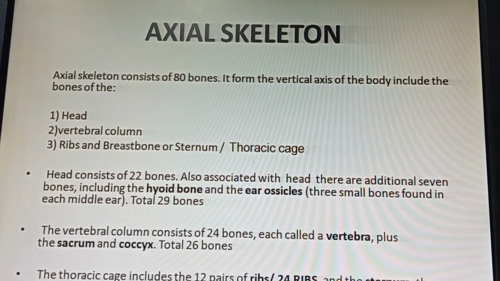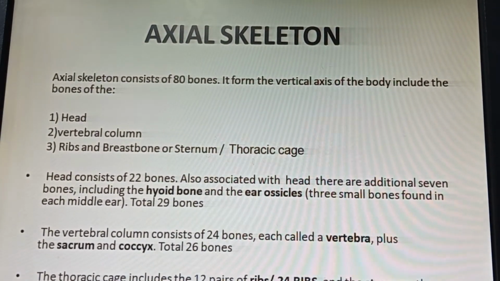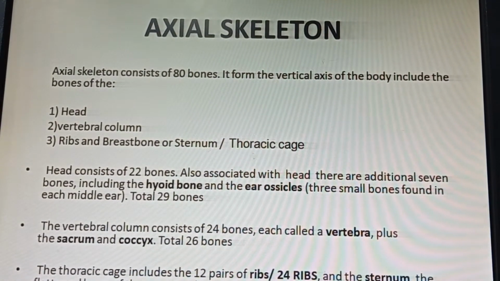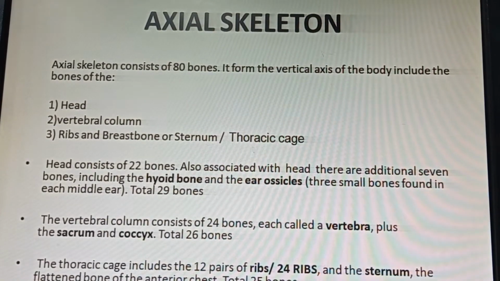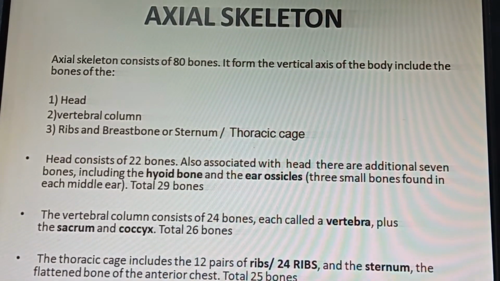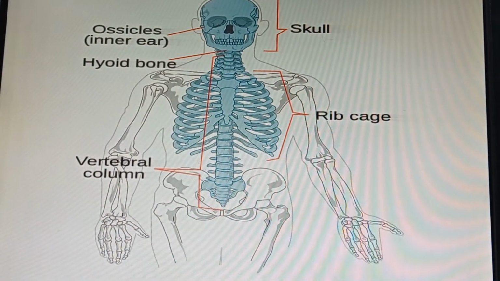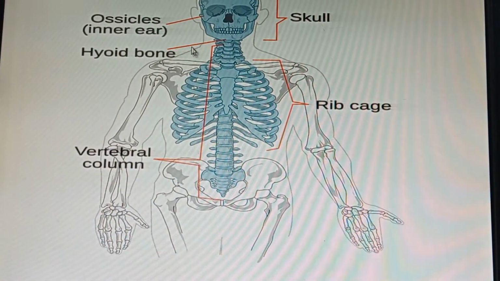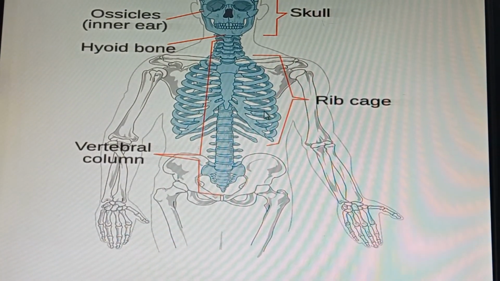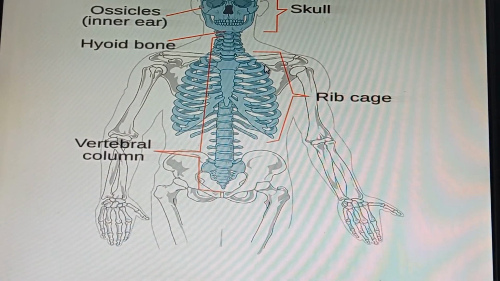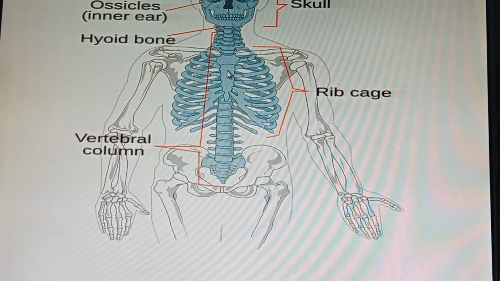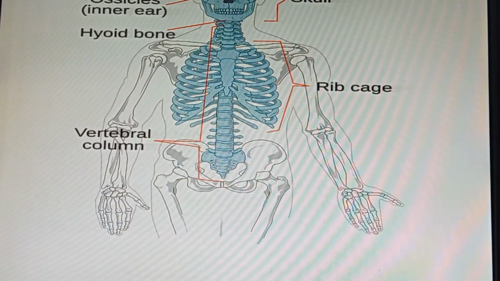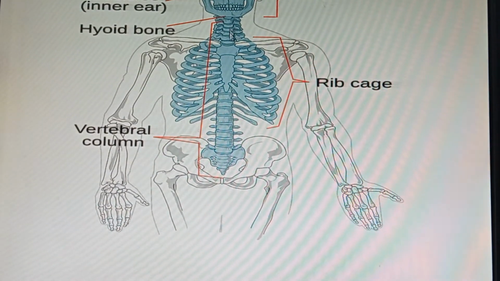Axial skeleton. Axial skeleton consists of total 80 bones. It includes head, vertebral column, and the thoracic cage. Thoracic cage includes ribs and sternum. You can see in this picture, axial skeleton includes head, thoracic cage, also called rib cage. It includes ribs and this is sternum. And at the back, this is vertebral column. So axial skeleton includes skull, thoracic cage, and the vertebral column.